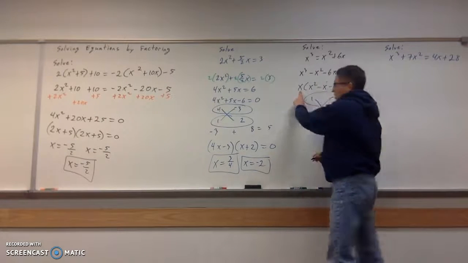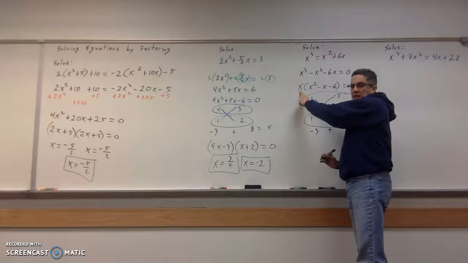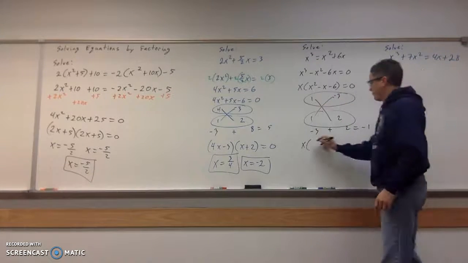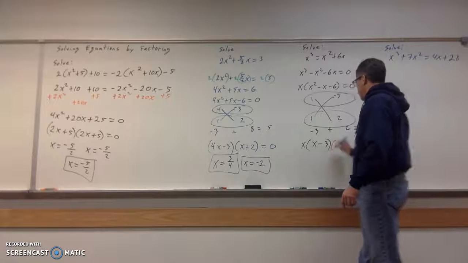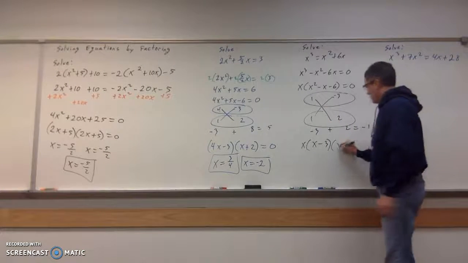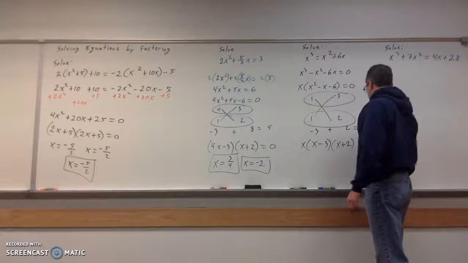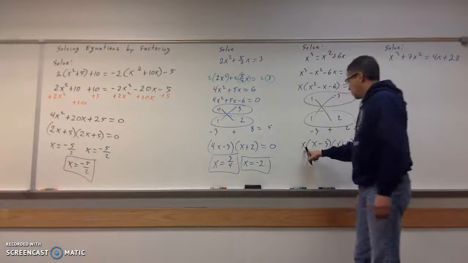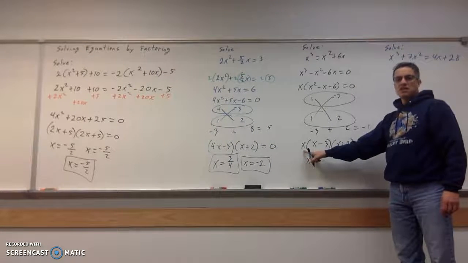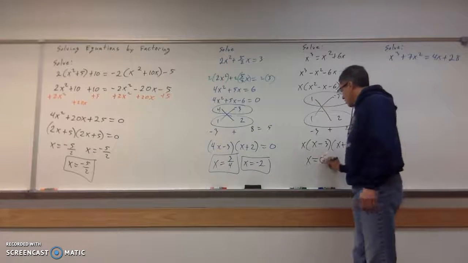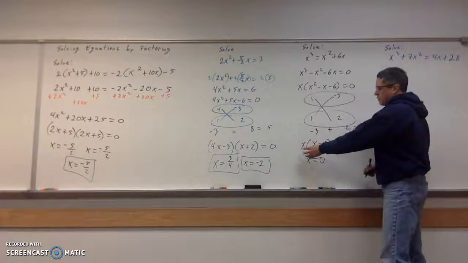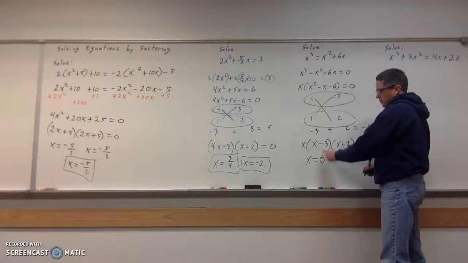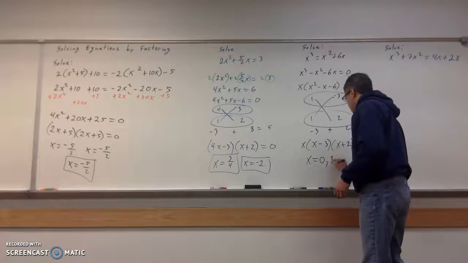So don't forget about this x. You can't just ignore it. It's going to be part of the answer. x times the quantity of x minus 3 times the quantity of x plus 2 equals 0. So my answer, I've got x equals, well, what's this guy? If you said 0, then you are correct. When you have a variable x all by itself over there, not getting a number multiplied to it, that means one of your answers will be 0. And the other two are going to be 3 and negative 2.